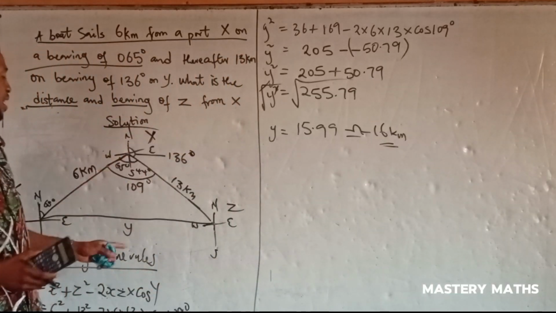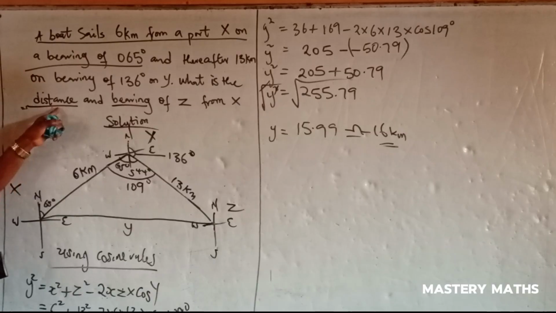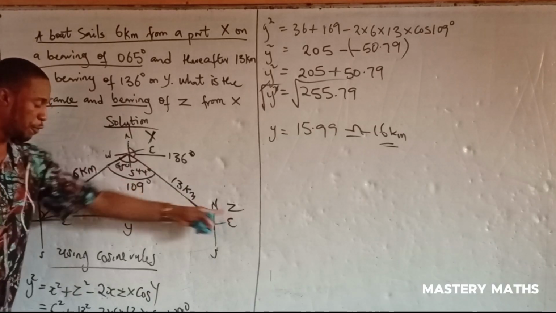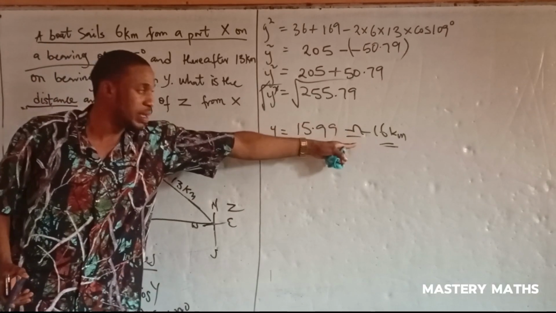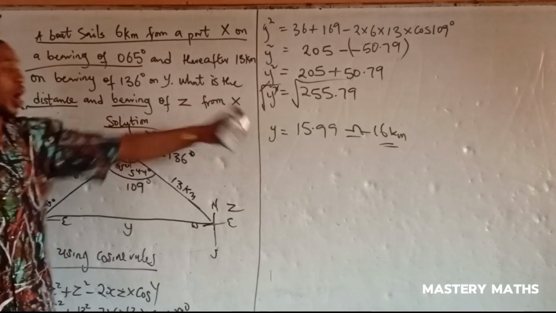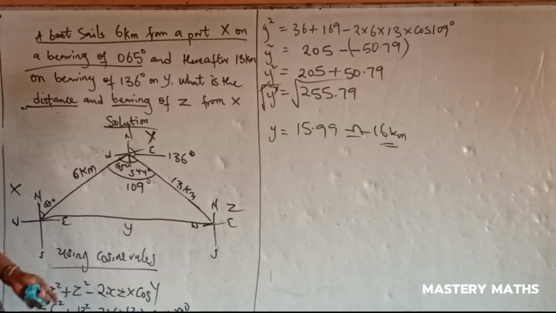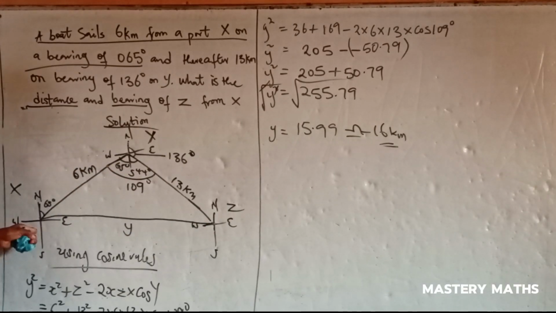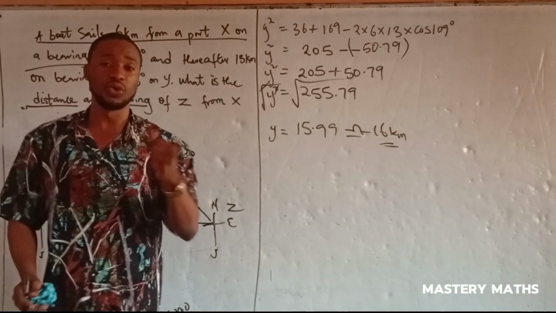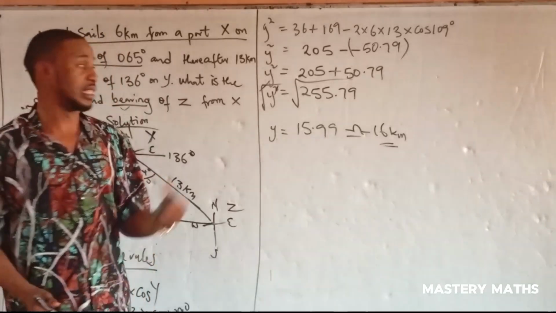So 16 kilometers now is our what? Our distance of Z from Y. 16 kilometers. 15.99, approximately 16 kilometers. You see it now. So we've gotten our distance of Z from X. Let me see it now. Now we've gotten that. Now let's go to the next one. The bearing. But please do well to watch this to the end because it's very, very important.